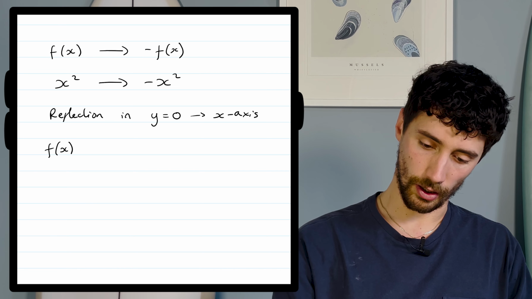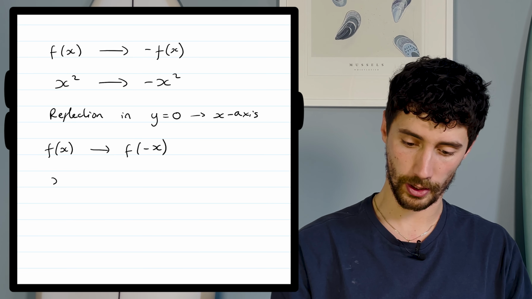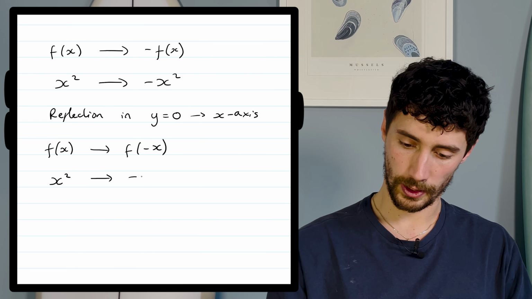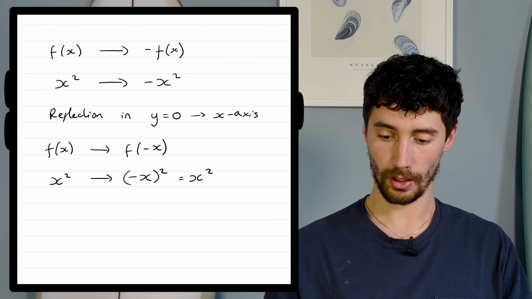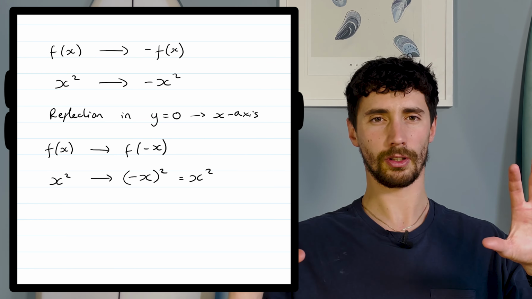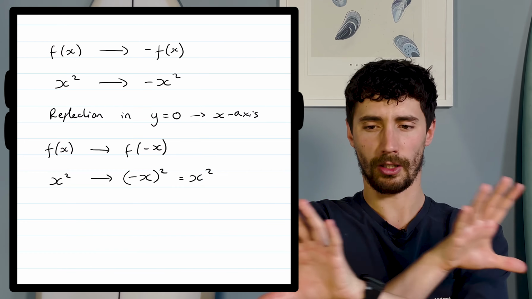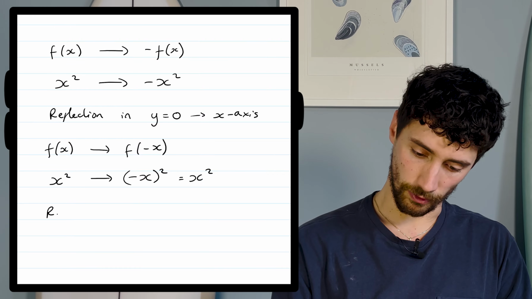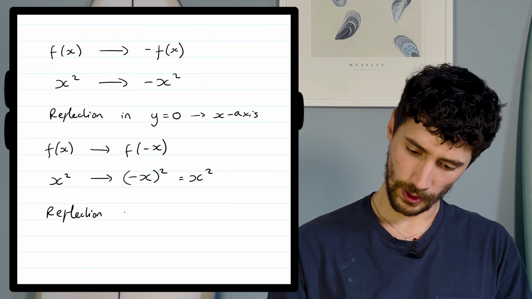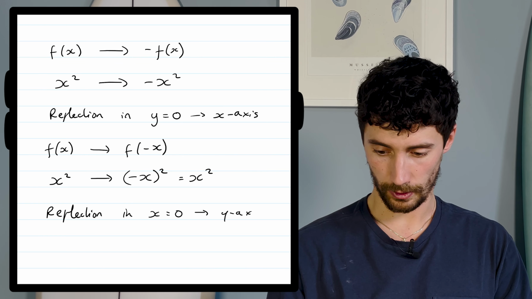If I take the other function and I make it f of minus x, for example, x squared, which is minus x squared, which is actually just x squared, I'm taking my negative inputs, making them positive, and my positive inputs making them negative. What direction am I moving them in? The x direction. That is a reflection in the line x is 0, or the y-axis.